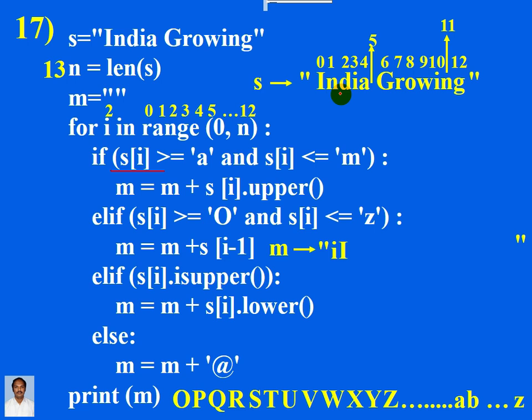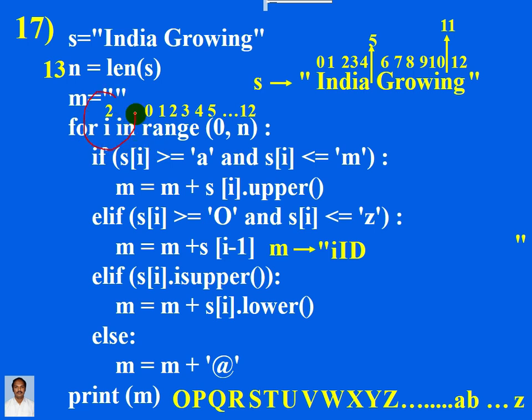S of 2, D. So D, is it between A and M? True. So this will be executed. M concatenated with D dot upper. Here you get capital D, that is assigned to M. So here one capital D comes.